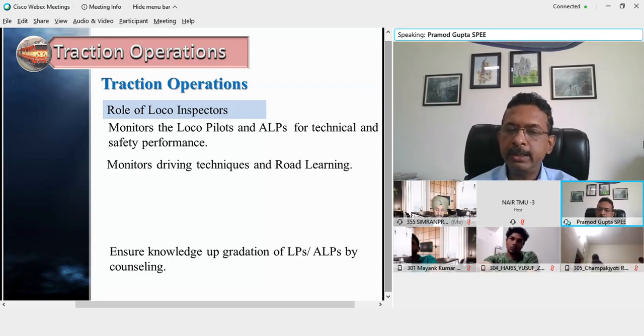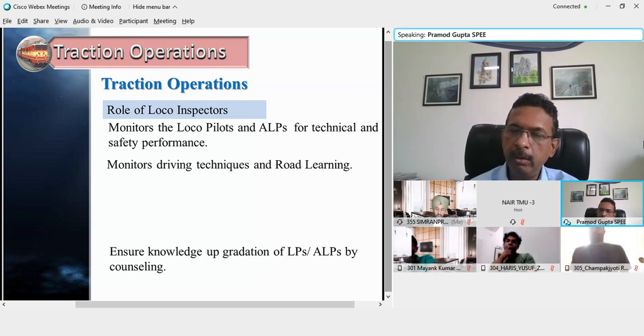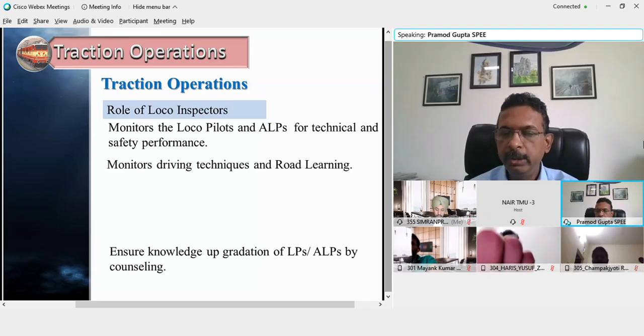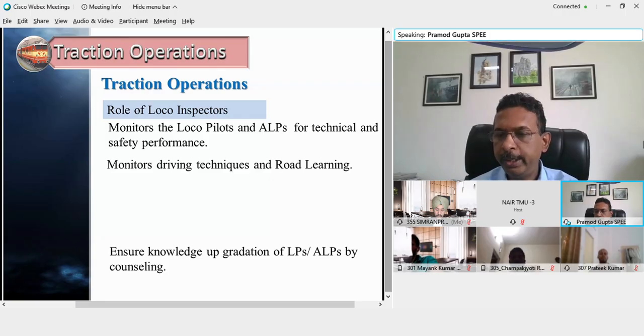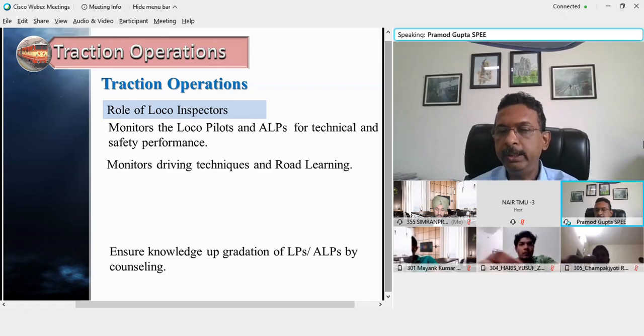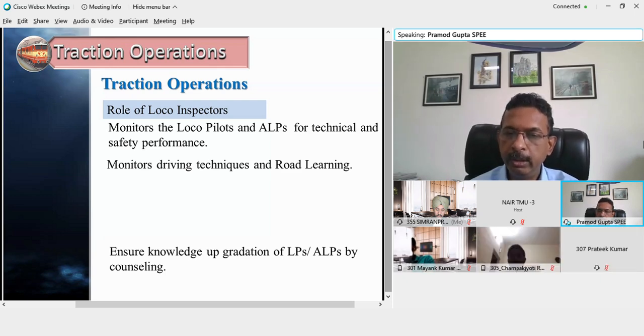A loco pilot is assigned a particular section and he performs the journey only on that section after acquiring knowledge about the entire route. The knowledge which he acquires is known as the process of road learning for him. And loco inspectors, they help him to understand the route properly. They accompany the loco pilot during daytime. They accompany the loco pilot during night time. And both the loco pilot and the loco inspector, they travel in the train without actually performing the train operation.